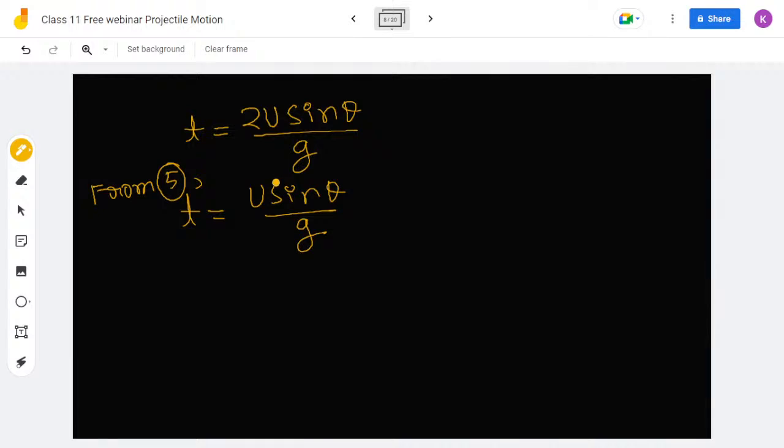So from this we can say that the time taken to reach the maximum height and the time taken to reach from maximum height to ground is actually the same. So from this we can write that the time of ascent is actually equal to the time of descent.